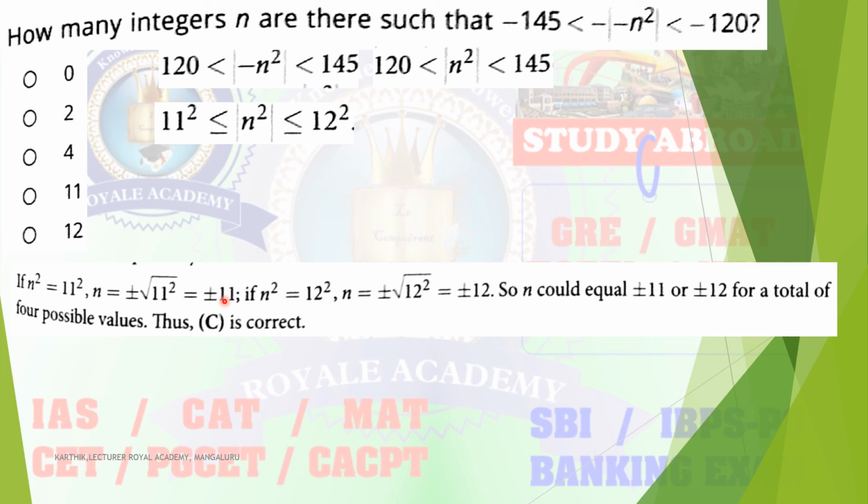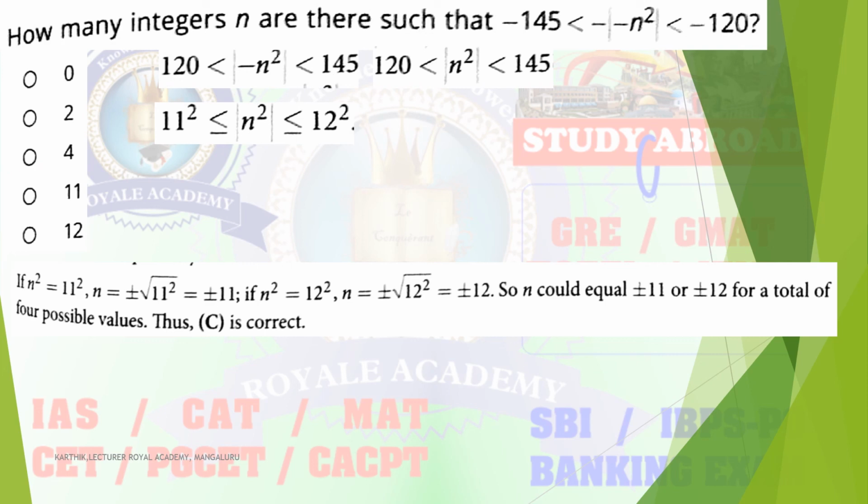You just remember that: while taking the square root, you will get two values, that is plus or minus sign. Okay, plus or minus 11. Then n square is equal to 12 square, so n is equal to plus or minus 12. So how many integers will you get in between 120 and 145? That is nothing but plus or minus 11 and plus or minus 12. Two values as well as two values: plus 11, minus 11, plus 12 and minus 12. Total 4 values you are getting. So option C is the correct answer for this question.